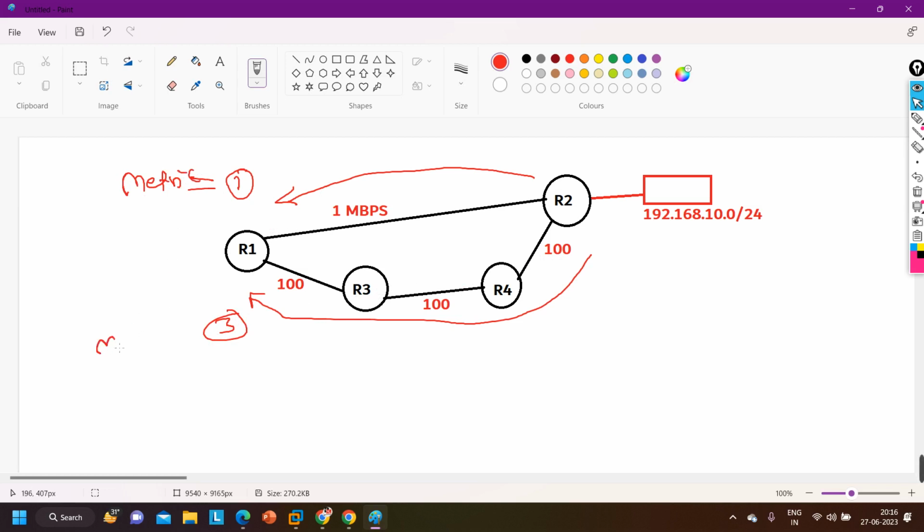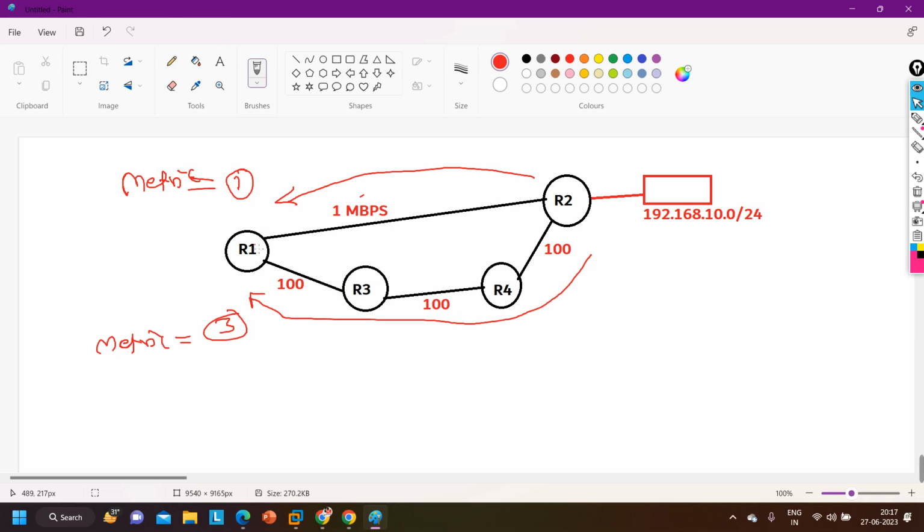Sir, when counting the hop, will it count the exit interface of router 2 or the entry interface of router 1? What is your question? When you are counting the hop, it will count the exit interface of router 2 or the entry interface of router 1? Next hop, next hop IP address. Next hop means the entry interface of R1. Yes. Okay. Done.